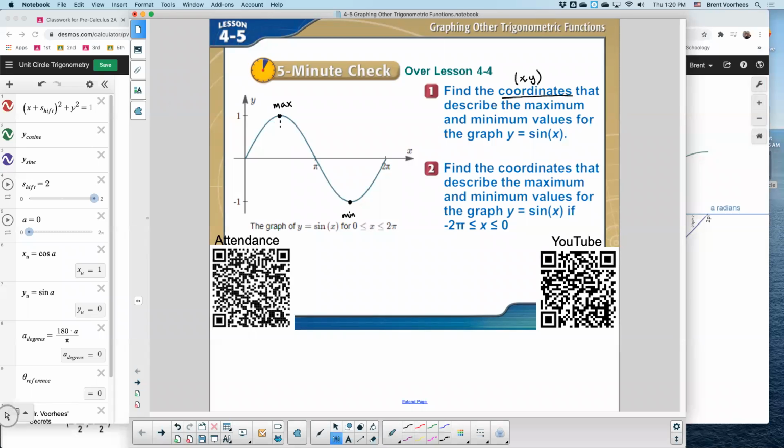We have to write the coordinates, and by coordinates we mean the XY pair. So let's take a look at this maximum value. For the maximum, what would be its coordinate pair? Is the 1 the X or the Y? The Y. That'd be the Y. Very good. So that's the Y value. What would be our X value here? Because it doesn't show on the X-axis.